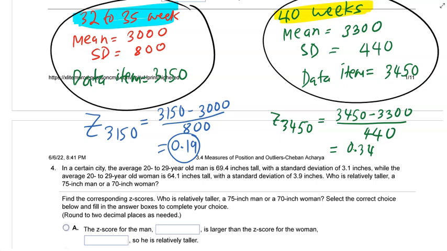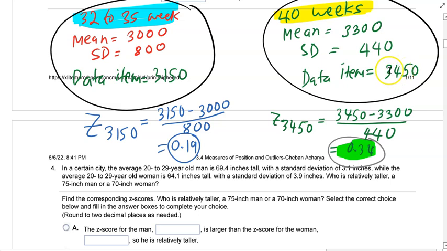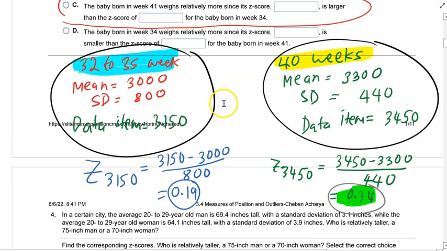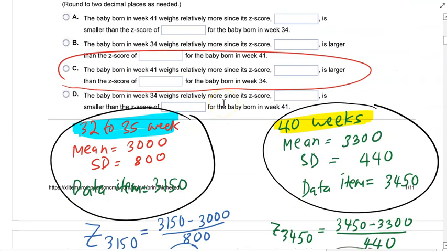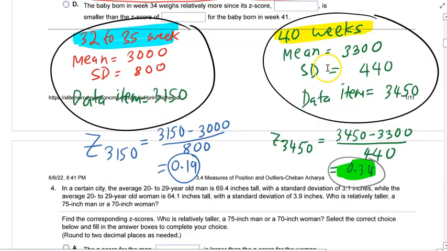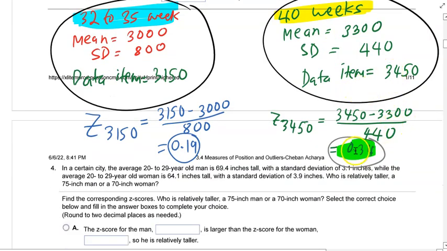Okay, and you notice that this 0.34, which is the z-score of 3450, is higher than 0.19, which was the z-score of 3150. Therefore, in this question, the answer is C. The baby born in 41 weeks weighs relatively more, since the z-score of the 41-week born baby is 0.34.